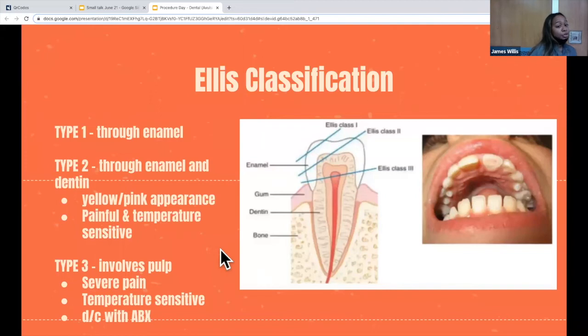One thing that you should do is smooth any sharp edges of the tooth to prevent injury, or if they're having pain from it. You can just use an emery board to do this and give them routine dental follow-up.